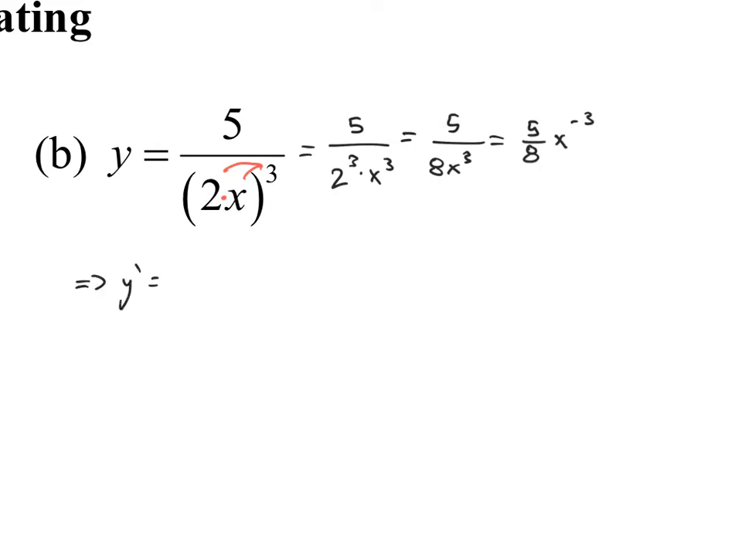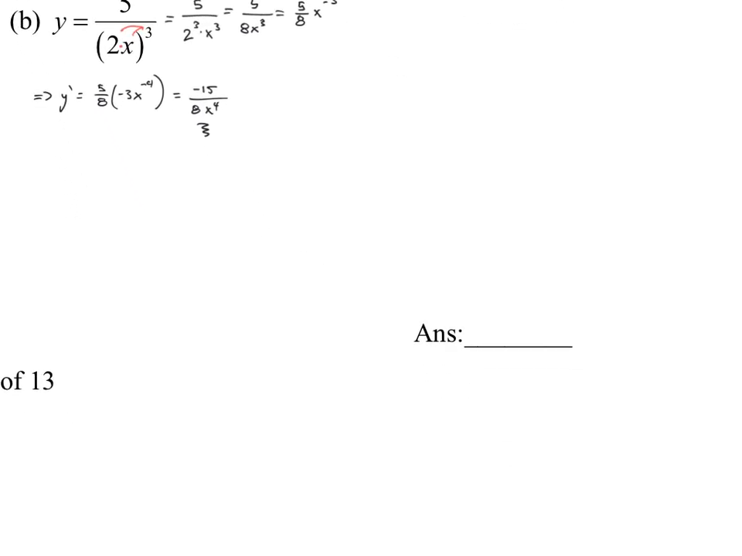Now I'm going to do my calculus. Calculus would say keep the 5/8, drop the power, so that would be negative 3x to the power minus 1, which would be negative 4. 5 times negative 3 here again is a negative 15. On bottom we have an 8, and then we had to move the x to the negative 4 into the denominator, making it x to the positive 4 in the denominator. So our final answer would be negative 15 over 8x to the 4th.